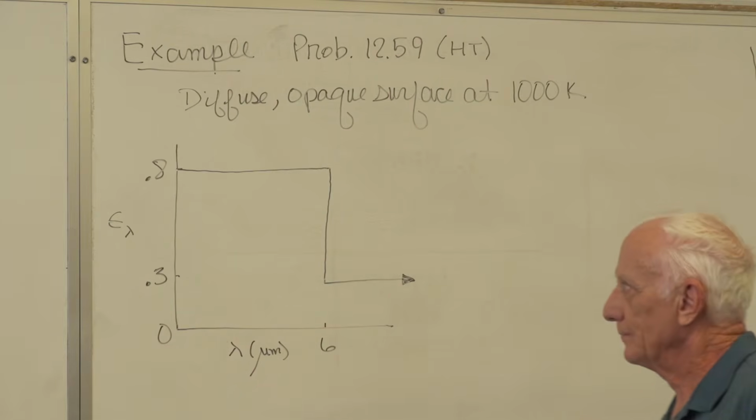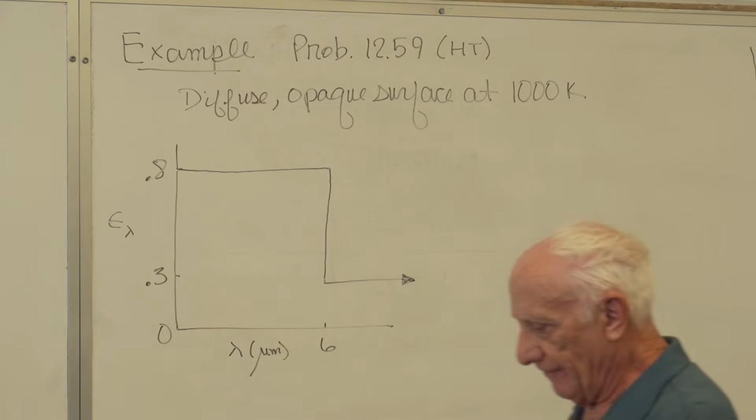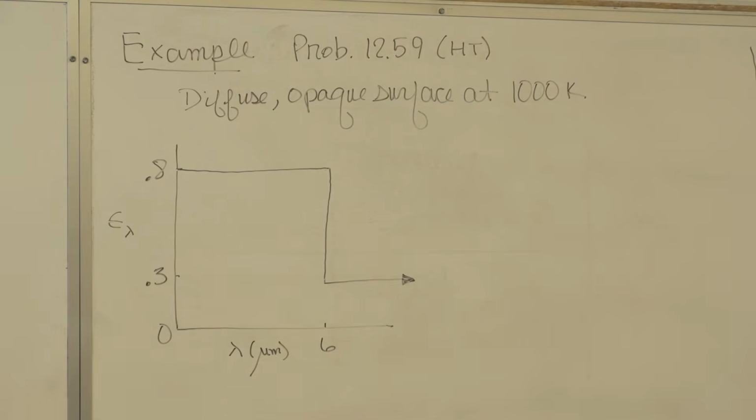So that's the spectral emissivity graph. The surface is at 1,000 Kelvin. It's diffuse, it's opaque. Let me read the problem here again. Part A, find epsilon. Part B, find alpha. Okay, epsilon, alpha.